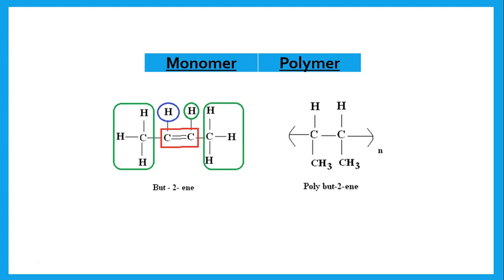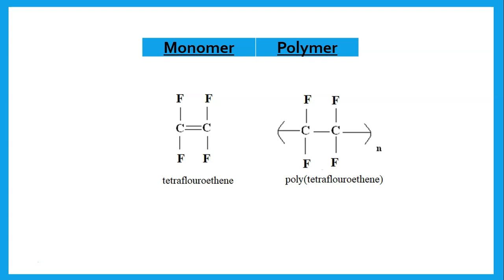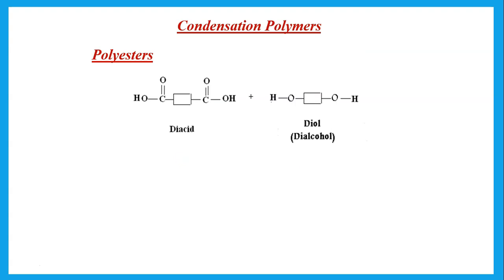Name of the polymer: poly, the same name we started with. Again, this is called tetrafluoroethene. Tetrafluoroethene, instead of having hydrogens, has fluorines. The same thing: the double bond becomes single, bond on the right, bond on the left, bracket N, and we just write what each of the carbons was attached to.